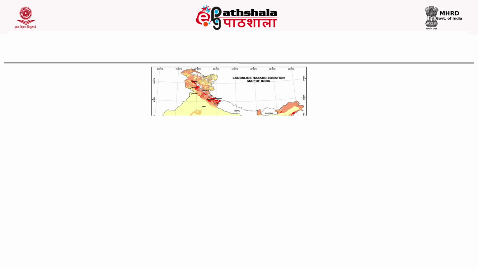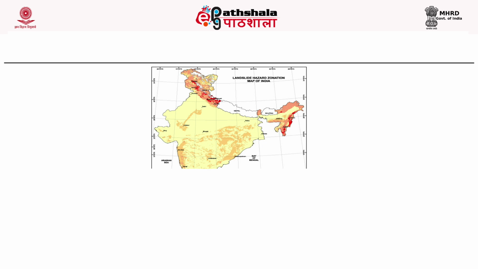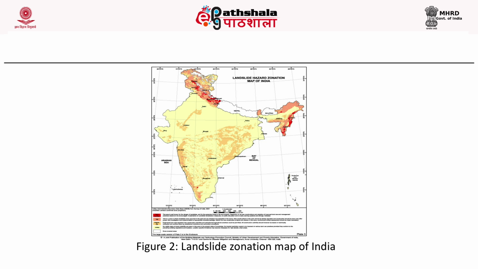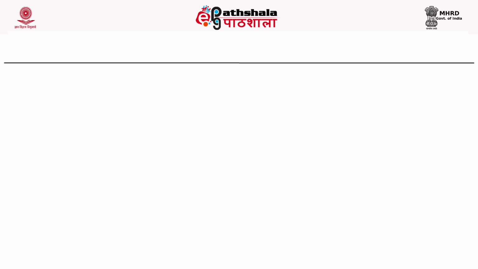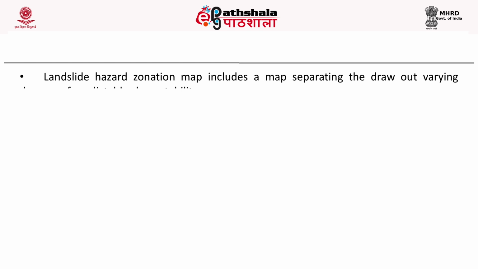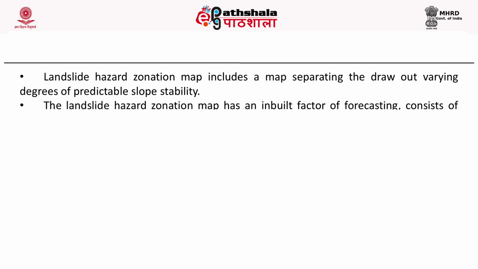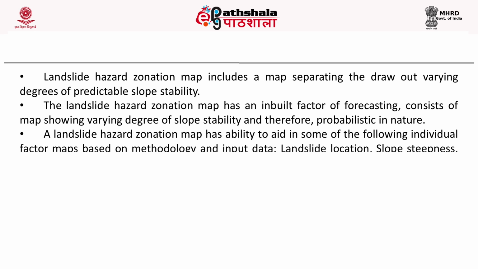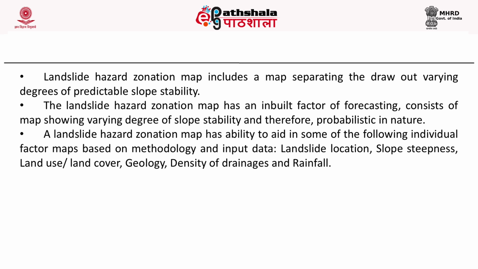This figure describes the landslide zonation map of India that represents the varying degrees of predictable slope stability for determining landslides. This zonation map has an inbuilt factor of forecasting and consists of maps showing various degrees of slope stability, and therefore these maps are probabilistic in nature. It has the ability to aid in some of the following individual factor maps based on methodology and input data. For example, the landslide location, the slope steepness, the land use land cover, the geology, the density of drainage as well as the rainfall.